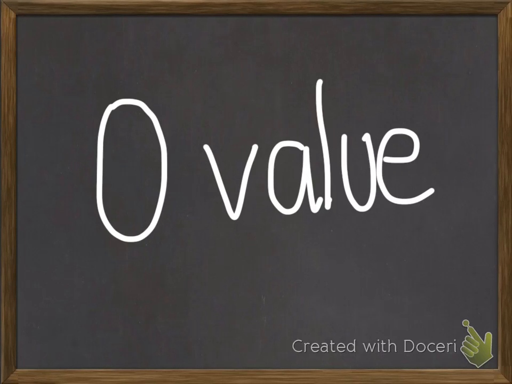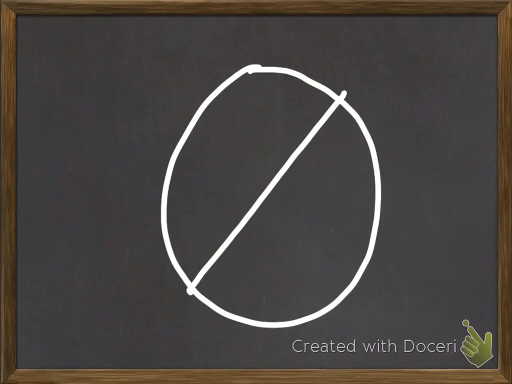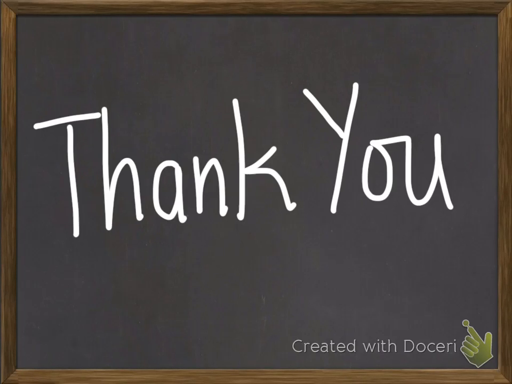The last one is zero value, which is neutral. Some products, such as books and forks, are not related. Therefore, an increase in price of books will have no effect on the demand for forks, so the XED value between the two products would be 0.